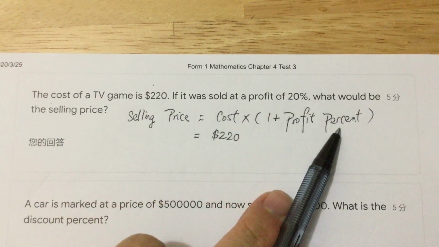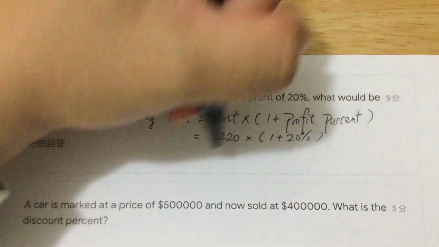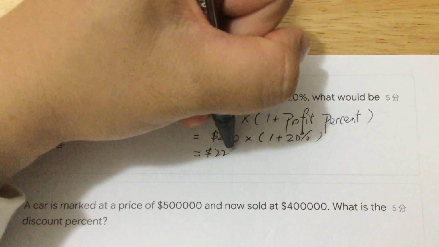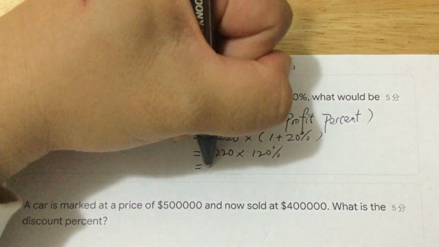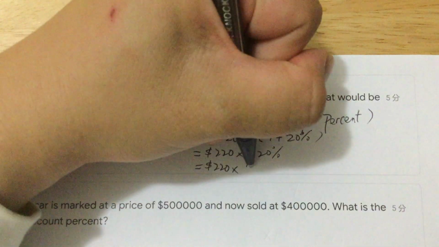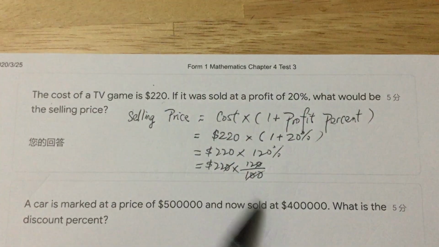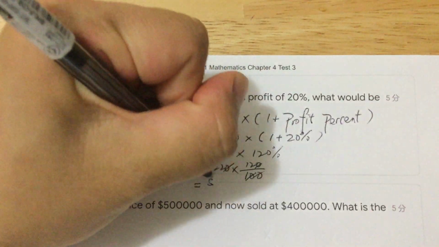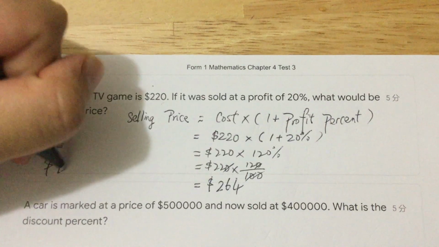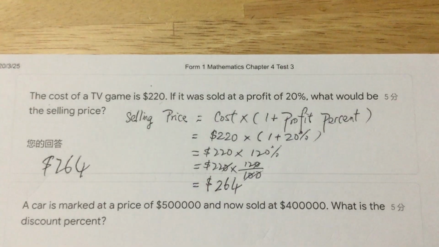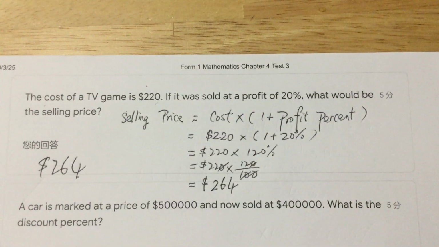And then profit percent is 20%. So we times 1 plus 20%. So we have 220 times 120%, and we can have 220 times 120 over 100. And we can do the cancellation. All the zeros are cancelled. So the answer for this one is 264. The selling price is 264. Every time you must write the dollar sign, okay? This is question 8.